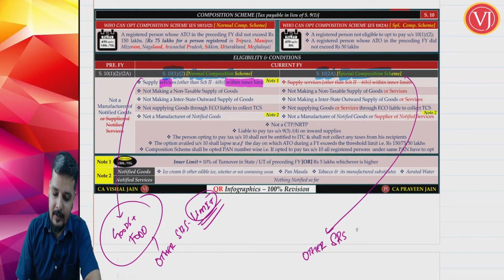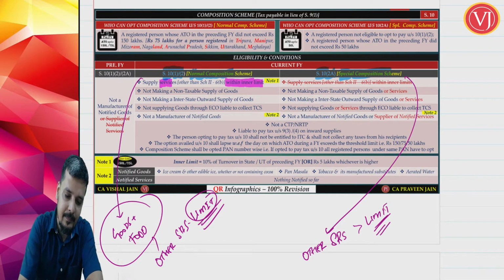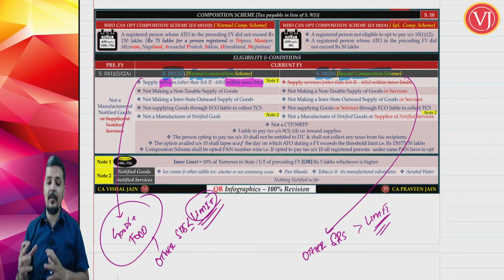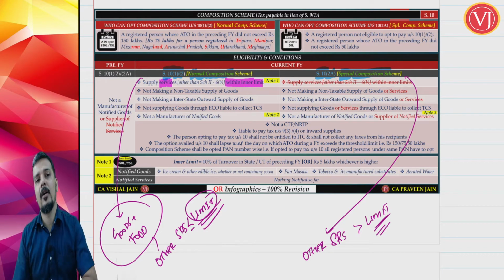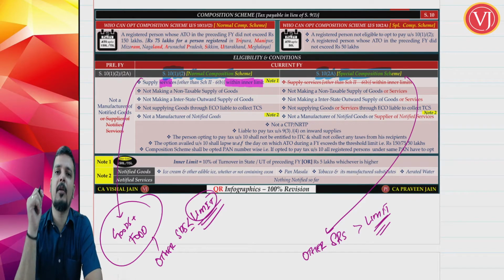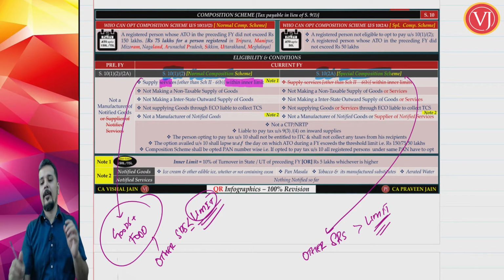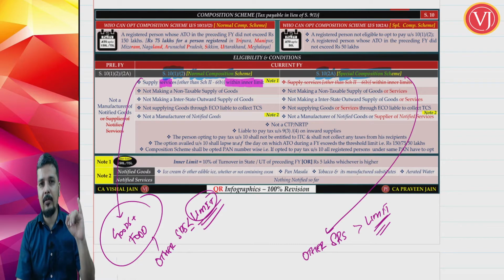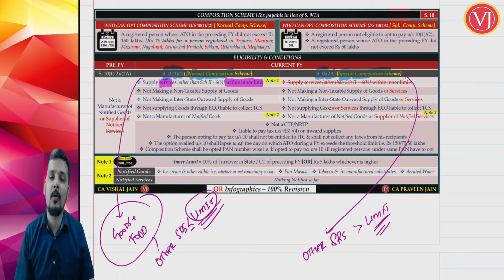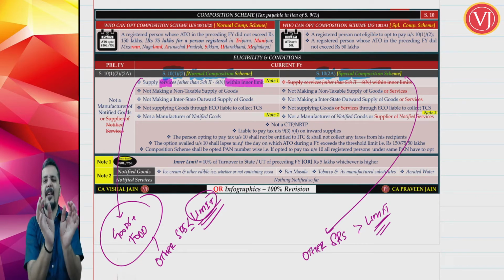Here other services is more than the limit, more than the inner limit. If other services is within the limit, you can try for normal composition scheme. If other services is beyond that limit, you have to go for special composition scheme. Now that is the introduction for normal composition scheme and special composition scheme, which I believe that you guys know. So when I say normal composition scheme, it is goods, food related services, that is restaurant and outdoor catering services. Can there be other services apart from restaurant and outdoor catering? Yes, but within the inner limit. That's a small limit. What is that limit?